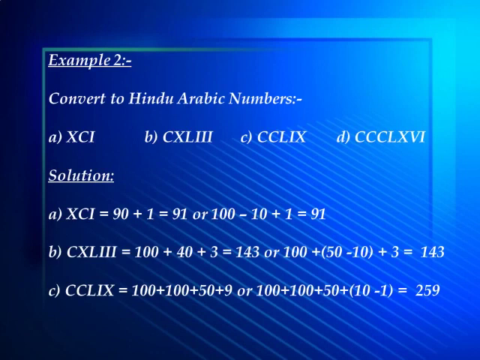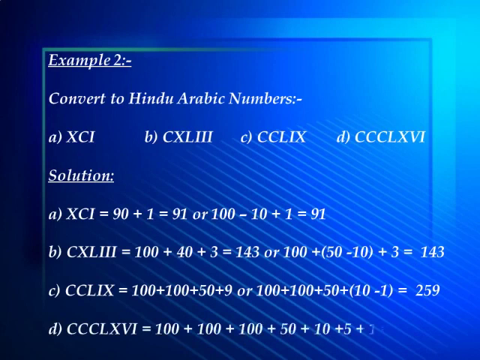Then go on to the next sum, CCCLXVI. So how do you write? 3 times C is given. The value of C is 100. So 100 plus 100 plus 100 plus 50. Then the value of X is 10. Then the value of V is 5. Then the value of I is 1. So 300 plus 50 plus 10 plus 5 plus 1 is nothing but 366.